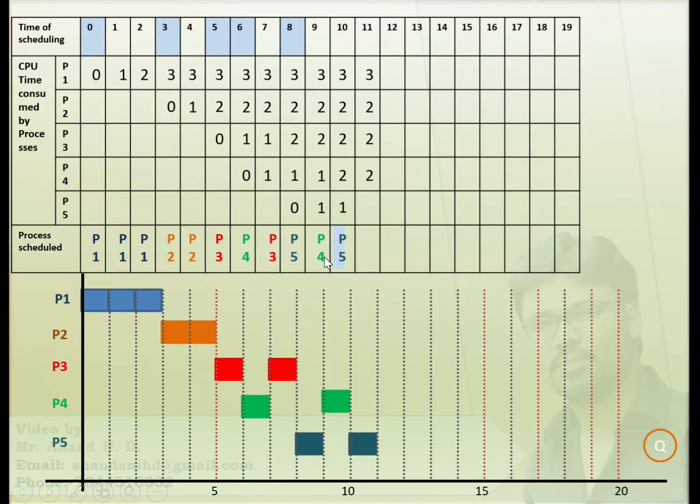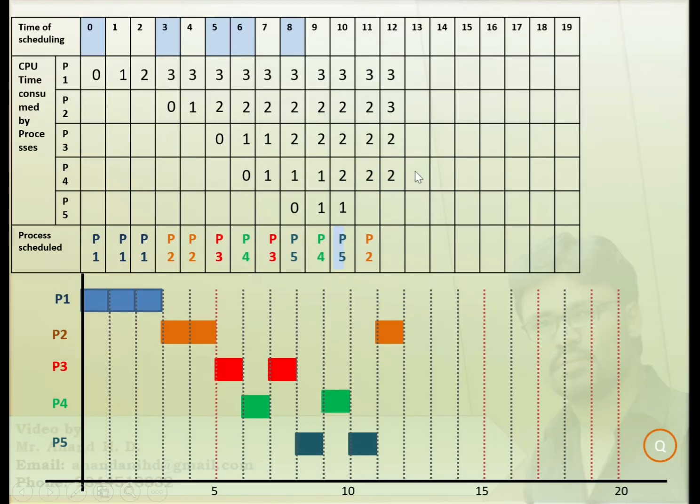So out of P2, P3, P4, P2 will be selected for execution and it is going to execute from 11 to 12 time units. Okay, so at 12 time units, we have process P2 which has completed 3 time units of execution, P1 which has completed 3 time units of execution, P3 which has completed 2 time units of execution, and P4 which has also completed 2 time units of execution.